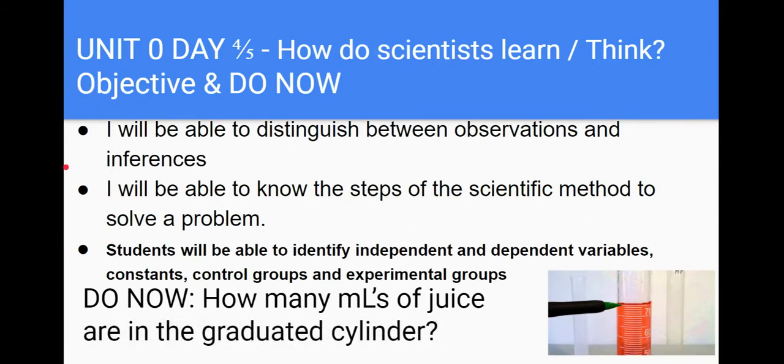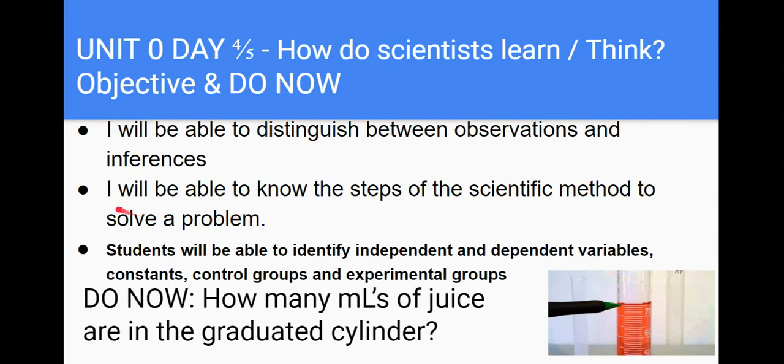Okay, the objectives, all that means is the things that I want you to be able to do once this lesson is over. So after you've watched this video and also done the work in class, you should be able to do these things. So when you write it down, you should be saying, I will be able to distinguish between observations and inferences. To distinguish means to tell the difference.